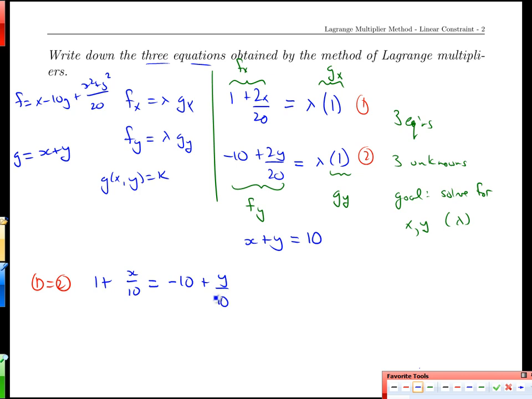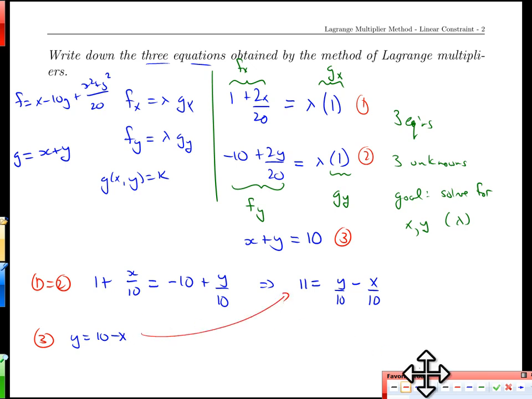And if we sort that around a little bit, we can get 11 equals y over 10 minus x over 10. And that gives us a relationship between x and y. We can also use this third equation to solve maybe for y in terms of x. So the third equation gives us y equals 10 minus x. And that can be inserted into this other equation, and we can eliminate y.